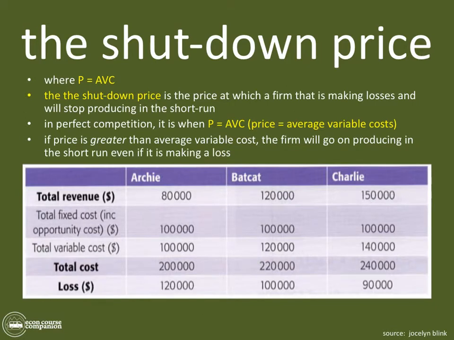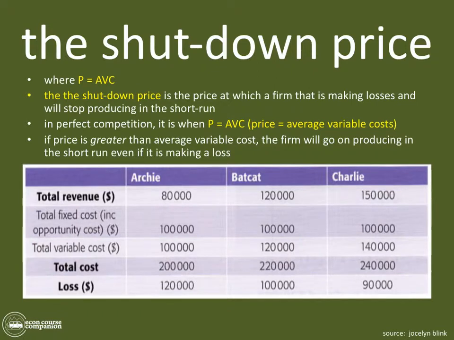So the shutdown price is not about the total costs. The shutdown price is about the variable cost. Rather, better said, the shutdown price is not about the fixed costs. It's about the variable costs. The firm is going to open up only when it can cover the $1,000 it needs to pay in order to pay that person to sit there for a month and have the shop open, right?